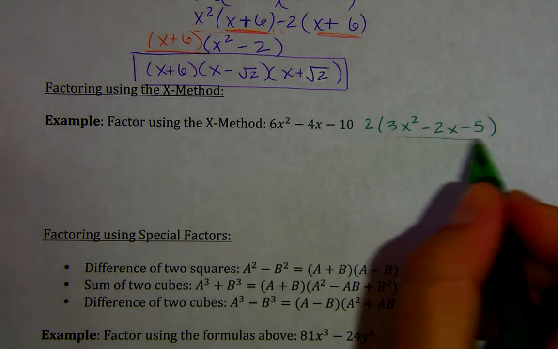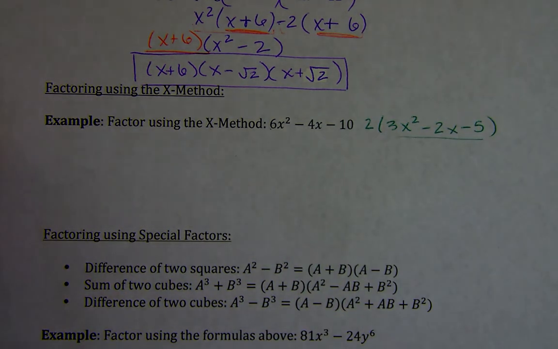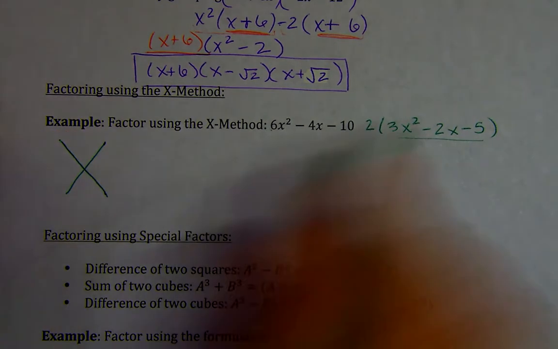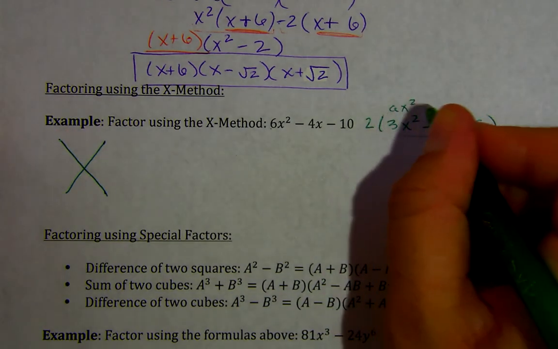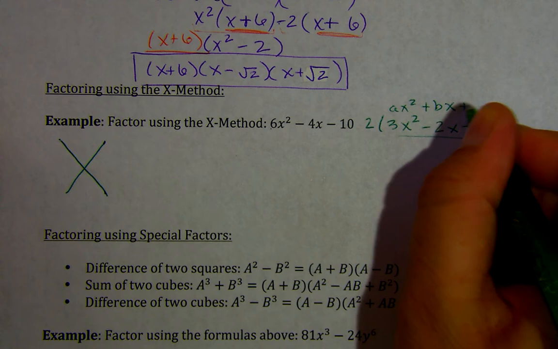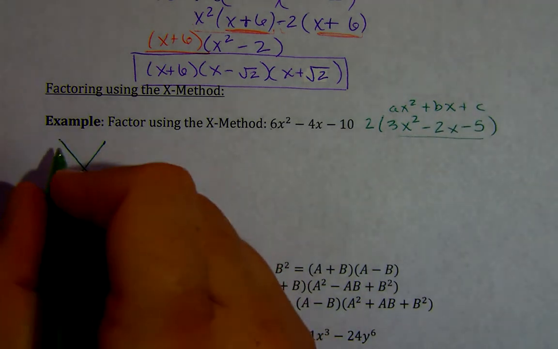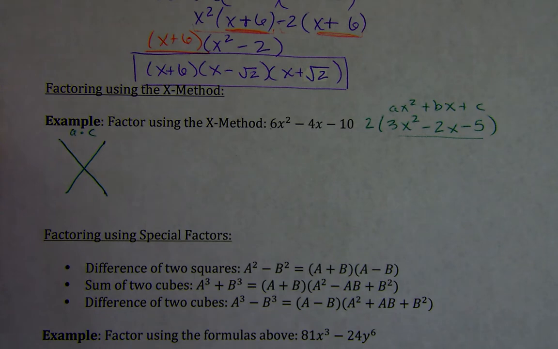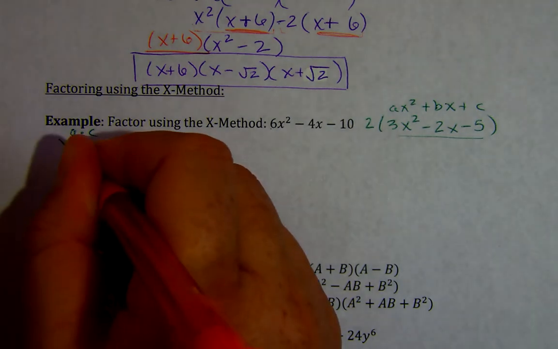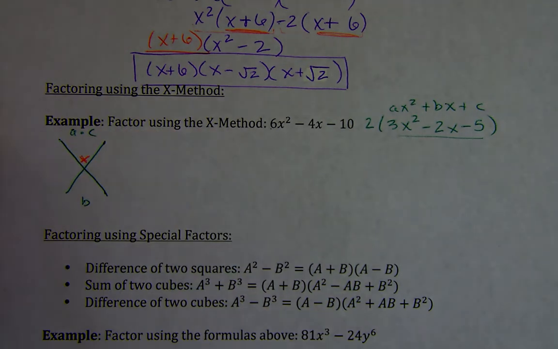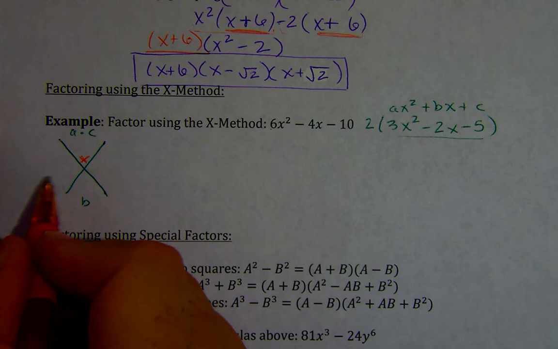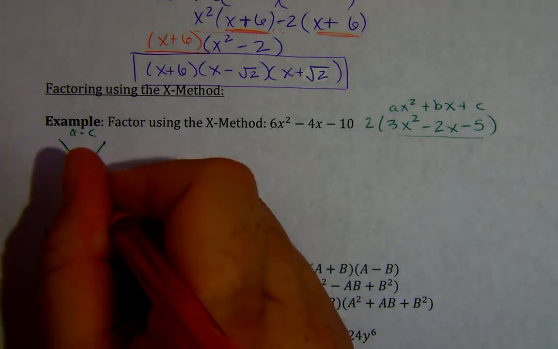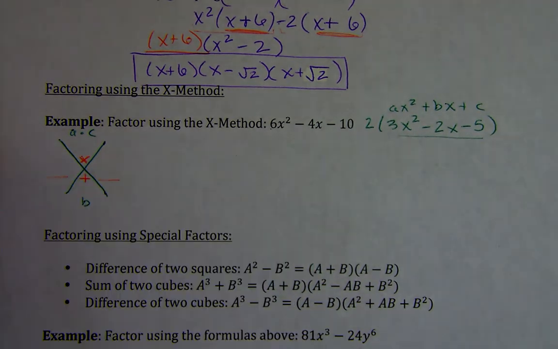And now with what I have left, I'm going to use what I call the x method. So I have ax squared plus bx plus c. And what I want to do here is put a times c up top, and put my b on the bottom. And what I'm looking for here is two numbers that multiply to whatever I have up here, and two numbers that add to whatever I have down here.